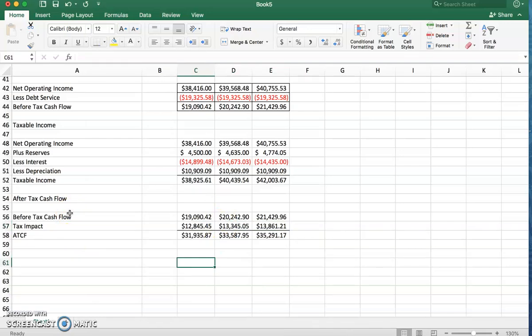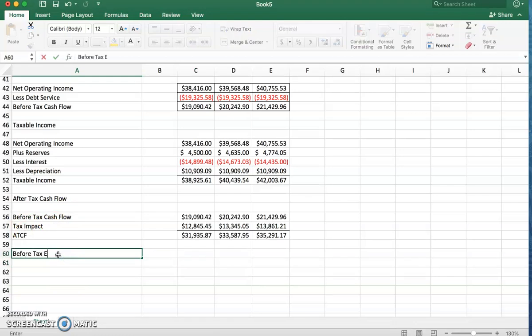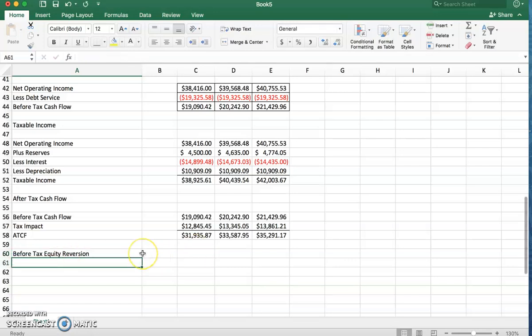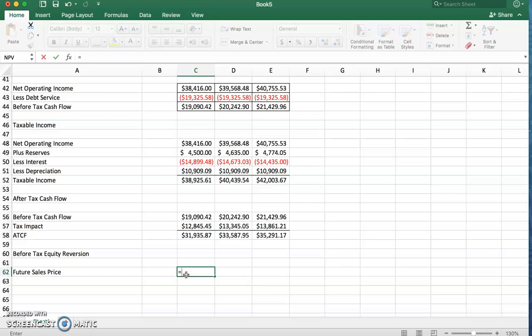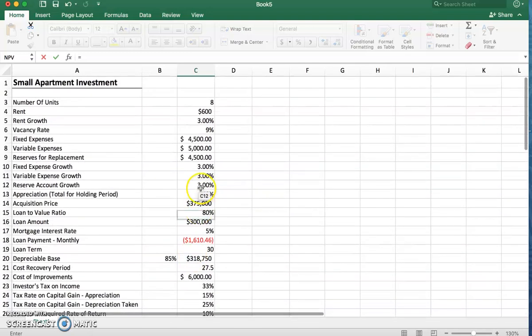The next thing we're going to need is the before-tax equity reversion, the BTER. So I'll type it out this time, equity reversion. All right, so the first thing we're going to need is the future sales price. All right, and then this is just going to be an equation where we take the acquisition price from earlier and then multiply that by 1 plus the appreciation total. So we can pull that number from up here.